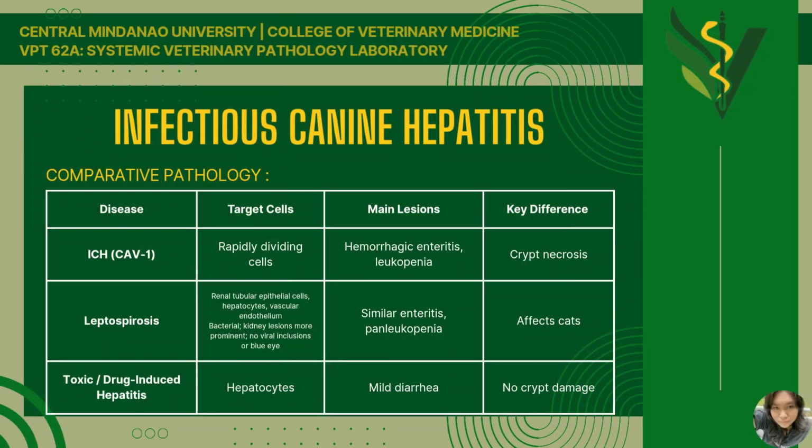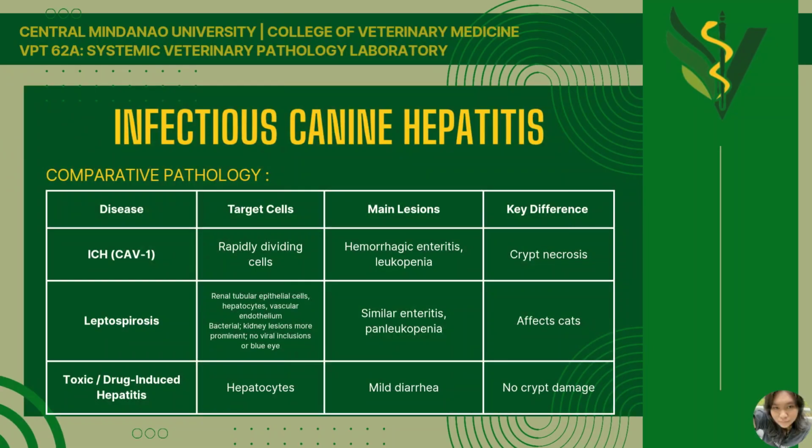It targets rapidly dividing cells, particularly the endothelial cells and hepatocytes. The vascular damage will lead to hemorrhage and leukopenia, and one key lesion that helps distinguish infectious canine hepatitis is crypt necrosis in the intestines, along with the intranuclear viral inclusion bodies in hepatocytes and endothelial cells. So if we see hemorrhages, leukopenia, and characteristic inclusion bodies in histopathology, infectious canine hepatitis is strongly suspected.